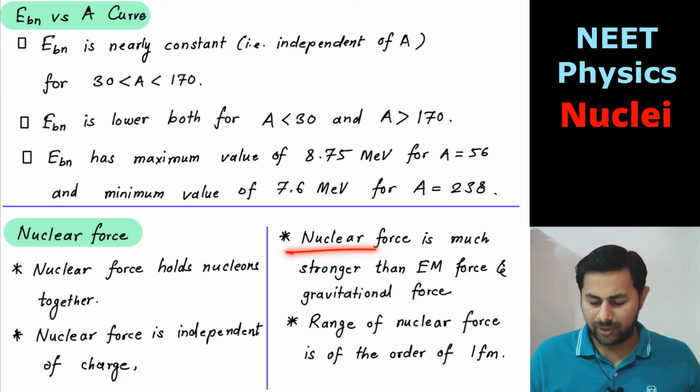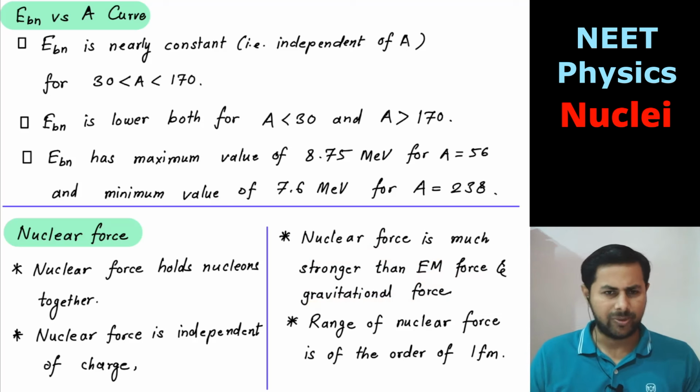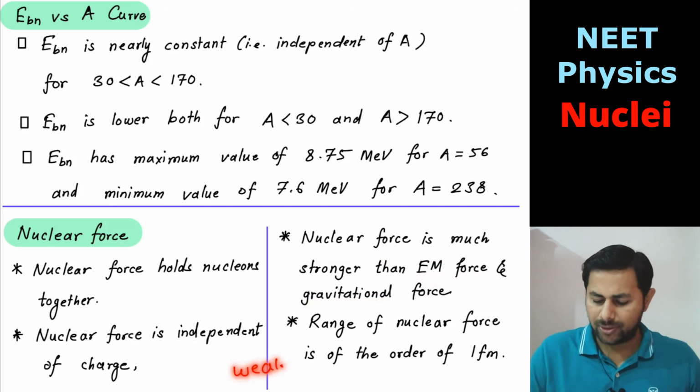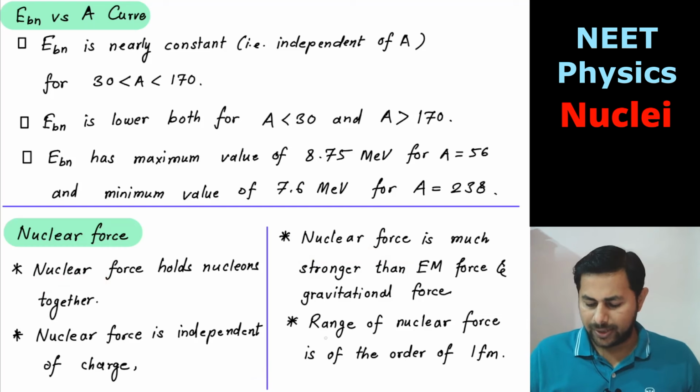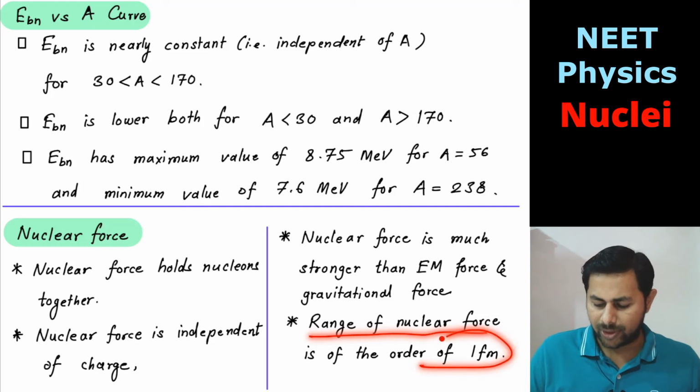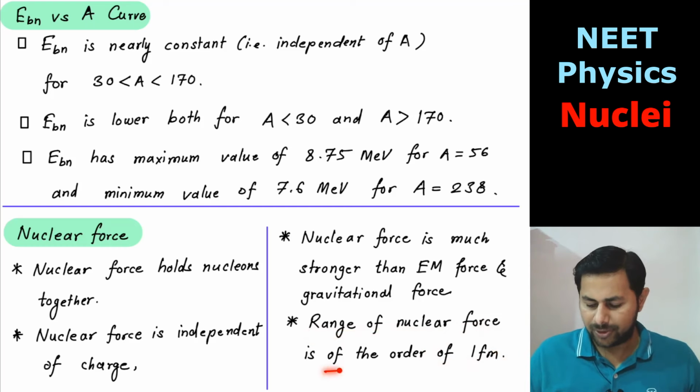Nuclear force is much stronger compared to the electromagnetic force. In fact, it is the strongest force in the universe, much stronger compared to the electromagnetic force and the gravitational force. And there is one more, called the weak nuclear force. The nuclear force that we are talking about is the strong nuclear force which binds the nucleus together. The range of this nuclear force is of the order of 1 femtometer.